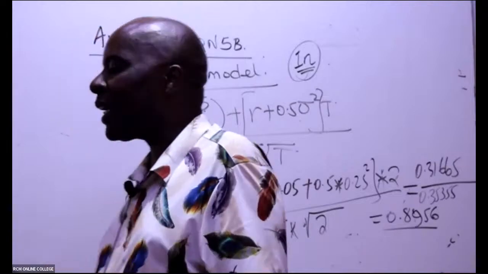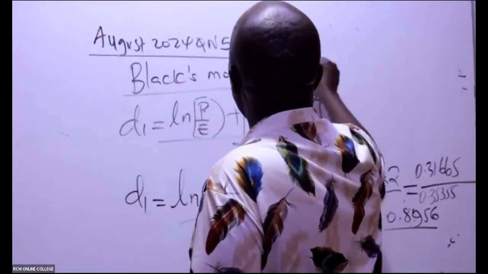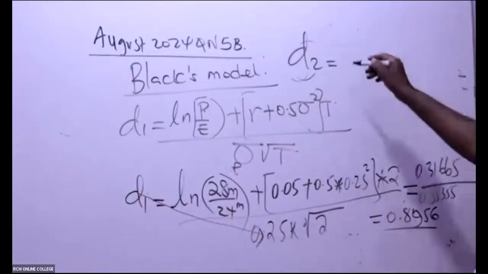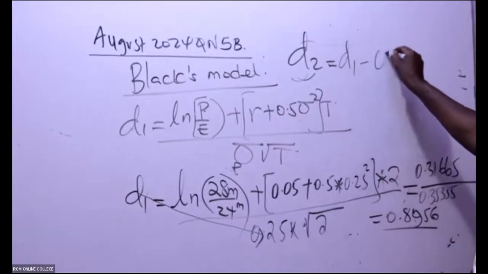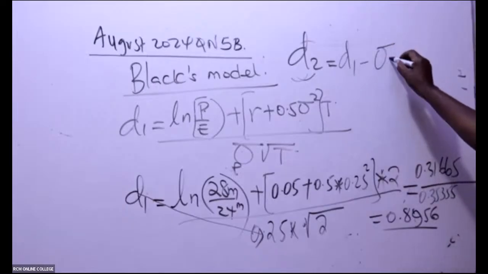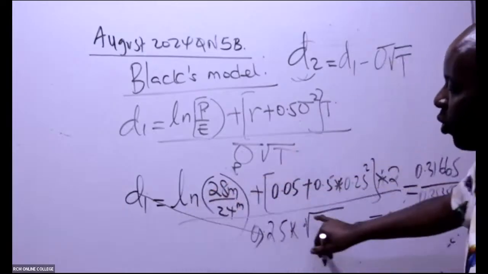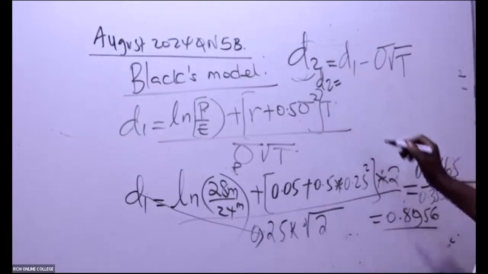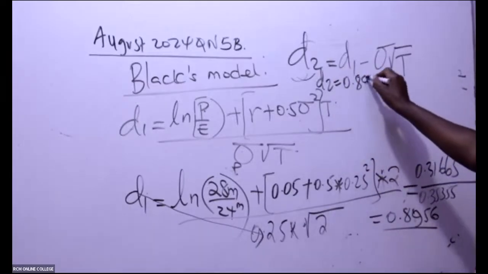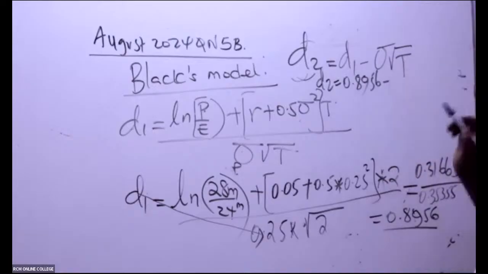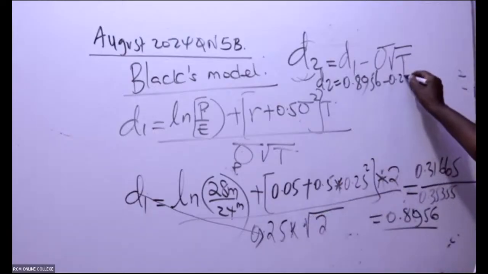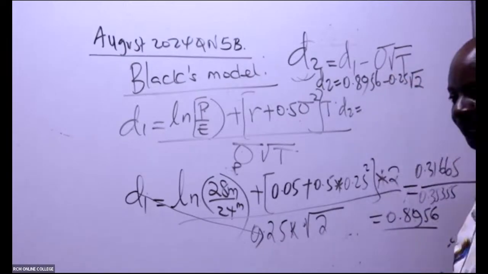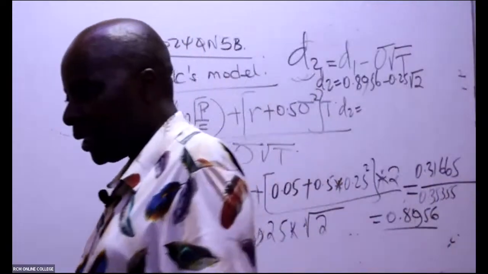Same thing. Now, once I get that, straight away I'll be able to get my D2. So my D2 is like this. D2 will be D1 minus the standard deviation times root of T. You take D1 minus this. So D2 will be equal to D1 that you have just gotten here, 0.8956, minus this, the way it is, 0.25 root 2. Is there somebody who is able to give me this D2 figure?